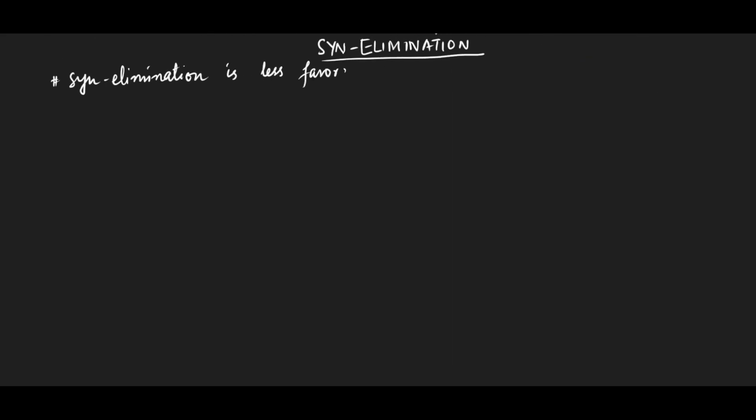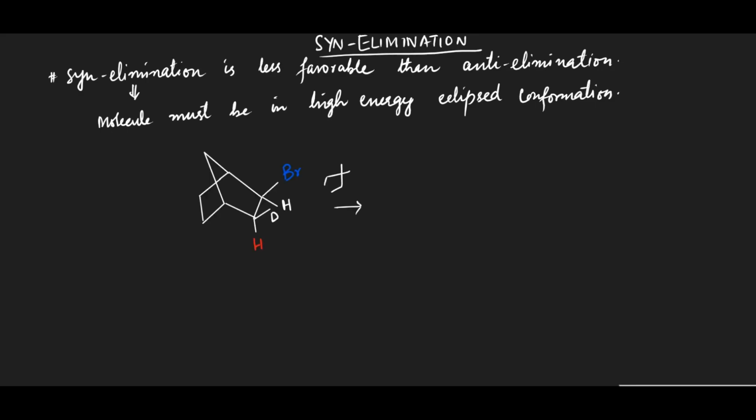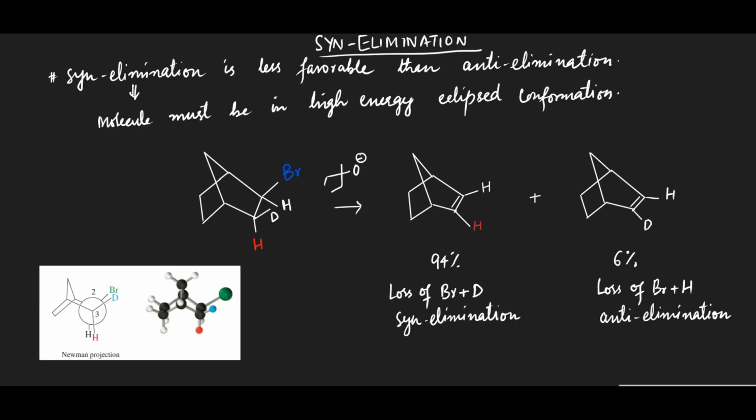Syn-elimination is less favorable than anti-elimination because the molecule must be in a higher energy eclipsed conformation for syn-elimination to occur. However, syn-elimination does occur in rigid molecules where the leaving group and the hydrogen are held in an eclipsed conformation. For example, the bicyclic compound shown here is very rigid. As can be seen in the Newman projection, down the C2-C3 bond, the Br and the D are eclipsed. Deuterium is used as a label to enable syn-elimination to be distinguished from anti-elimination.